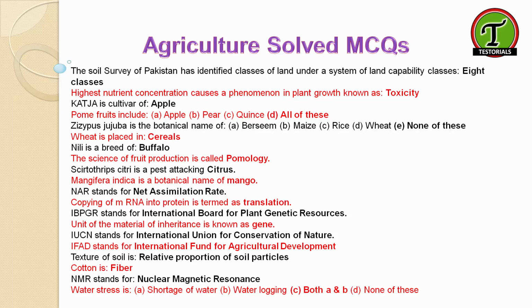31. NAR stands for net assimilation rate. 32. Copying of mRNA into protein is termed as translation. 33. IBPGR stands for International Board for Plant Genetic Resources. 34. Unit of the material of inheritance is known as gene.